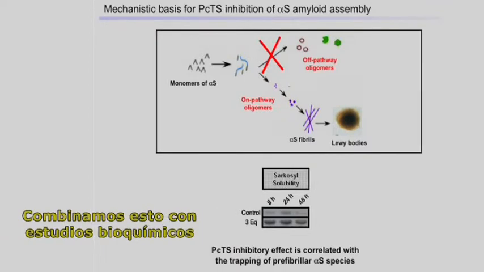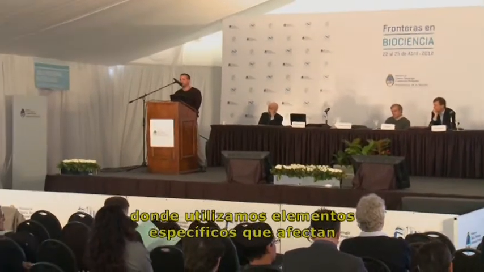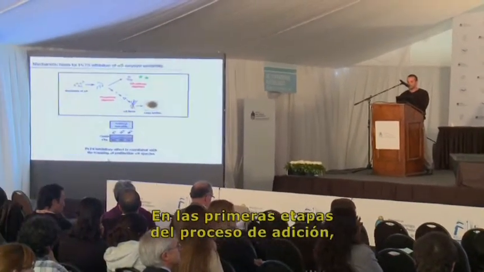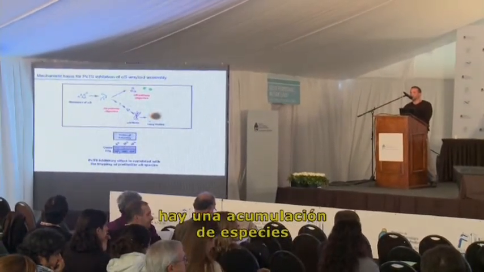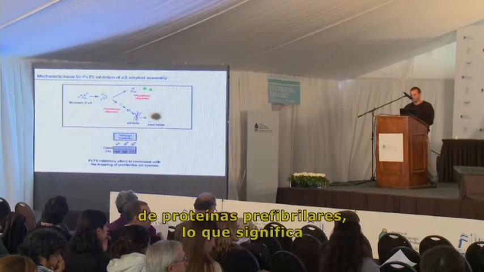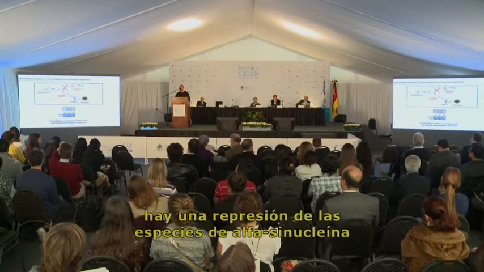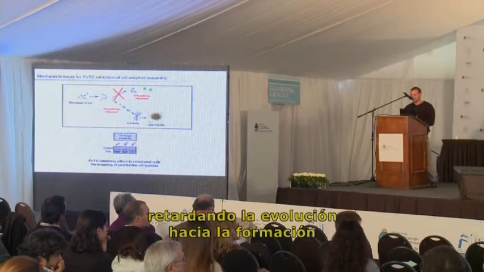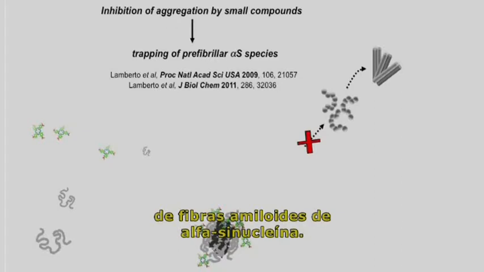And you can see here, we combine this with biochemical studies that involve the use of the soft detergent sarcosine that dissolves intermediates but not fibrils. Then you can see that in the very early stage of the aggregation process, there is an accumulation of prefibrillar species of the protein. So it means that the off-pathway is not operative, so the interaction may involve the trapping of prefibrillar alpha-synuclein species, influencing or retarding their evolution to the formation of amyloid-like fibrils of alpha-synuclein.